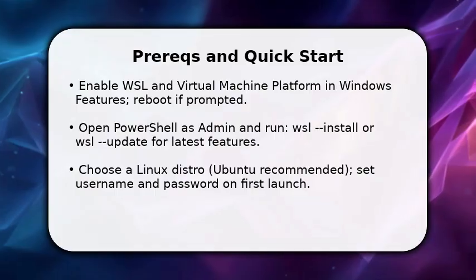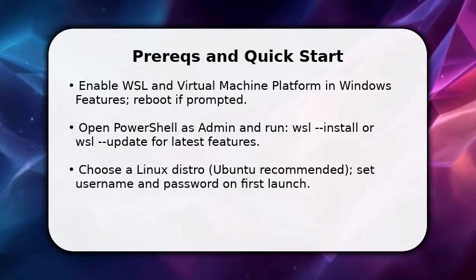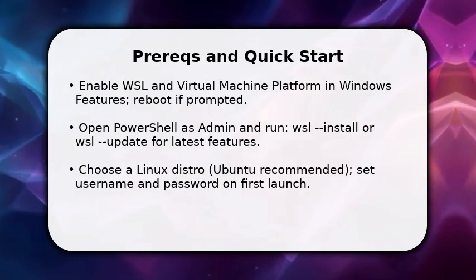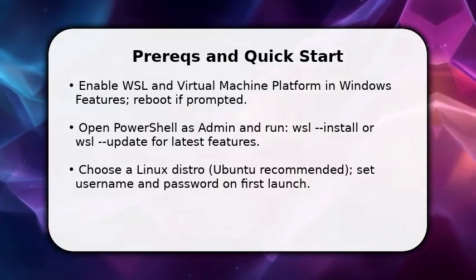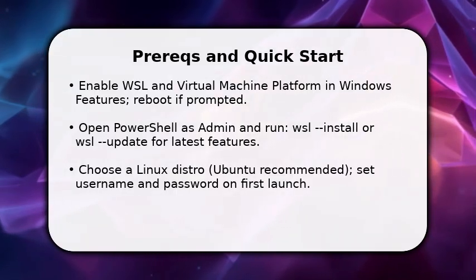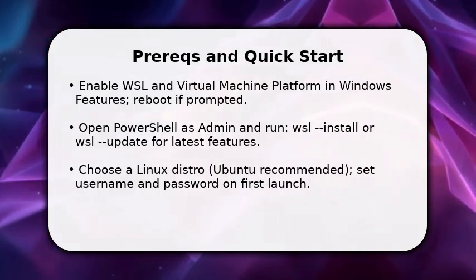You'll start by enabling the two Windows features, WSL and the Virtual Machine Platform. Do this now and reboot if requested. Once done, open PowerShell as administrator and run wsl --install to get WSL2 and a default distro, or run wsl --update if WSL is already present.